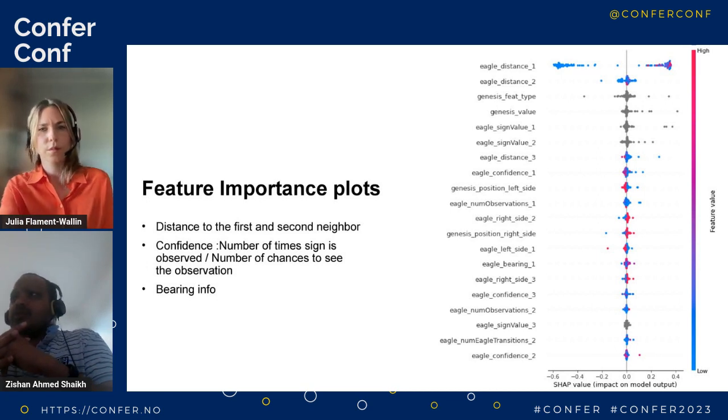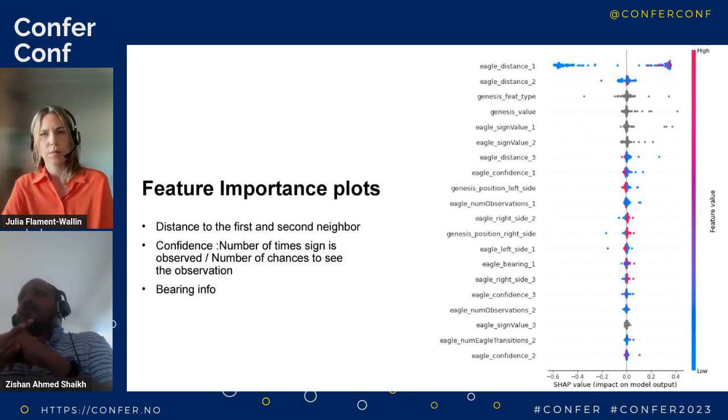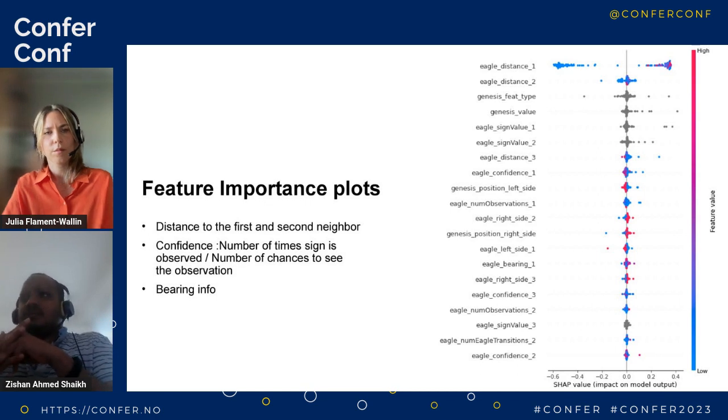For those of you who haven't seen these kinds of plots before, on the right-hand side you can see the high and low bar. Low indicates blue and red is high. If you look at the corresponding row for eagle distance 1, you'd see that if the eagle distance is pretty low, then the signs are classified as low, that is non-superfluous. If the distance increases, you can see the red spots on the right-hand side of the eagle distance 1 row, which means that the higher the distance, the higher the chance of it being a superfluous sign. So it agrees with the intuition and makes sense.